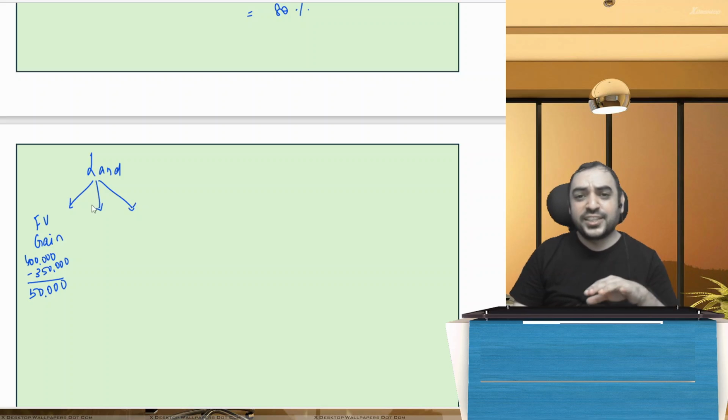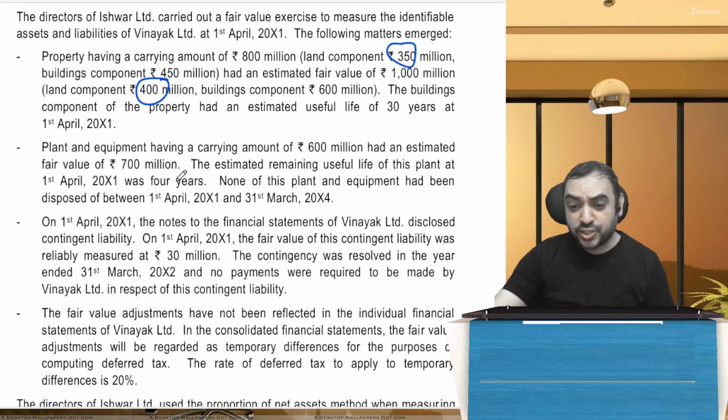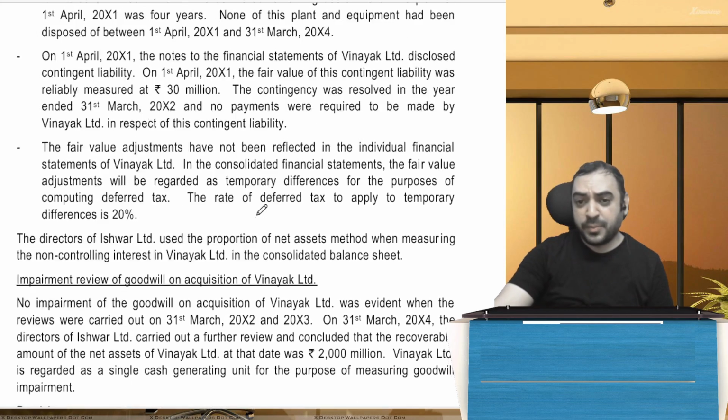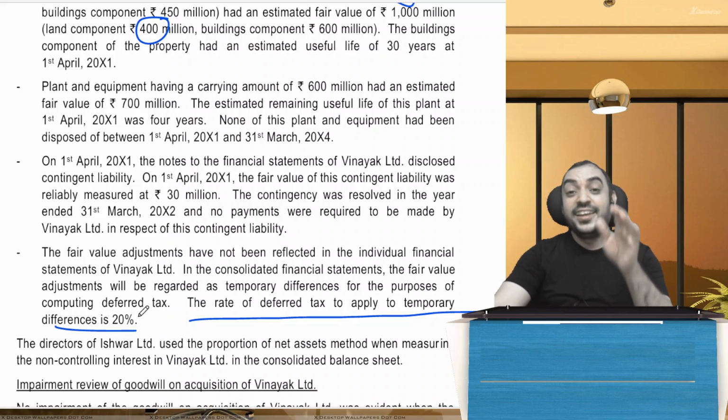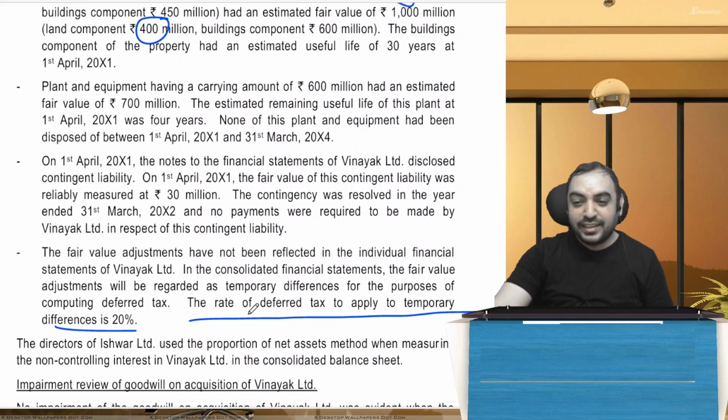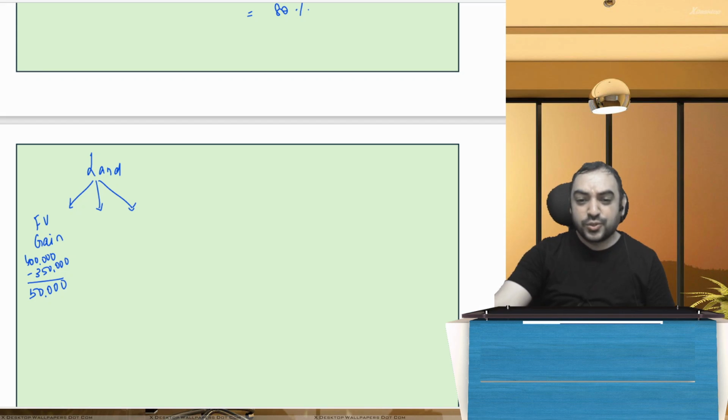And then whenever there's a fair value gain, in this problem actually, sorry for skipping the point, the rate of deferred tax to apply on temporary difference is 20%. That is why Ind AS 12 also is there. It's a super duper problem. You have consolidation, you have business combination, you have deferred tax, you have impairment, you have property, plant and equipment. An amazing complex cocktail problem. That is why it is important from the exam point of view. So deferred tax also will be there. So 50,000.